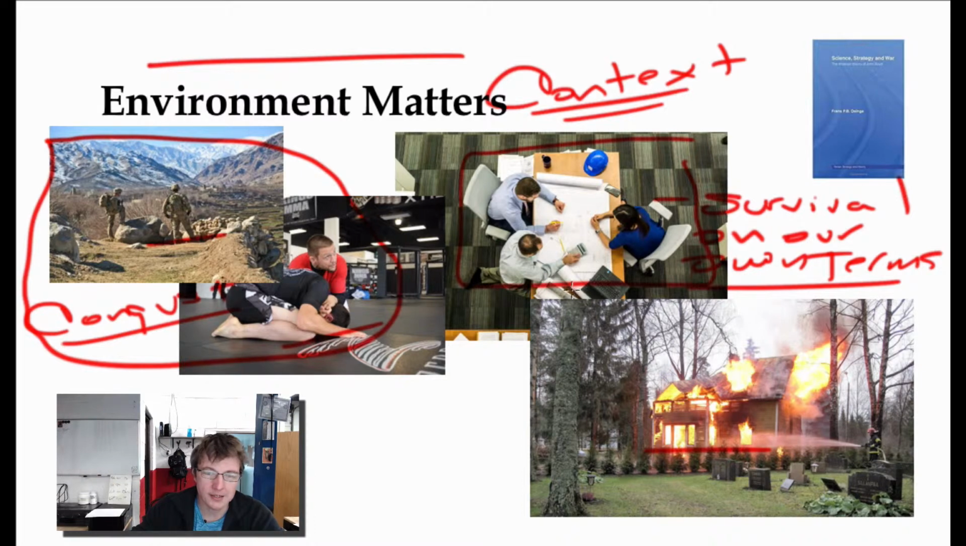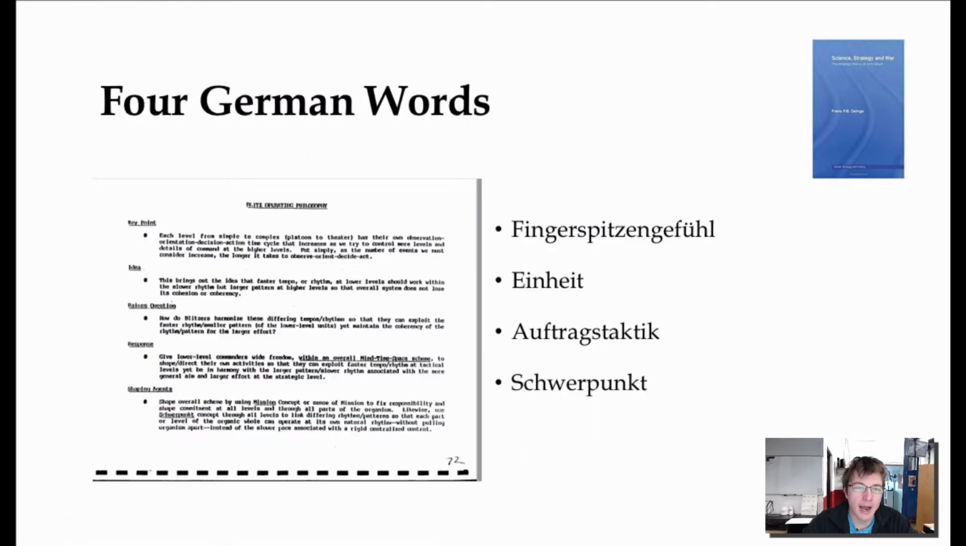And I think recognizing how our own environmental context comes into play will help us understand where Boyd is coming from. And it allows us to read his work in a clear, concise manner and apply it to our own individual context. With that in mind, I want to talk about what I think are the most important concepts in Patterns of Conflict, in how we apply Patterns of Conflict and its lessons to any domain, to any environment. And it's what we will come to know as the four German words.